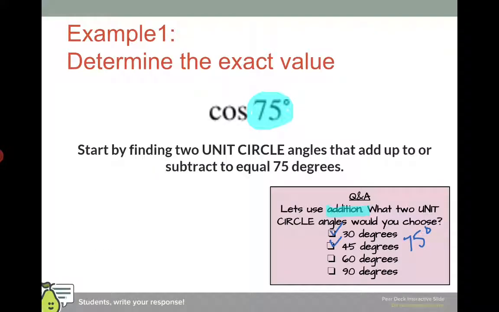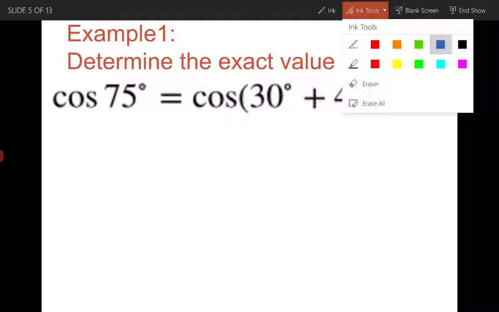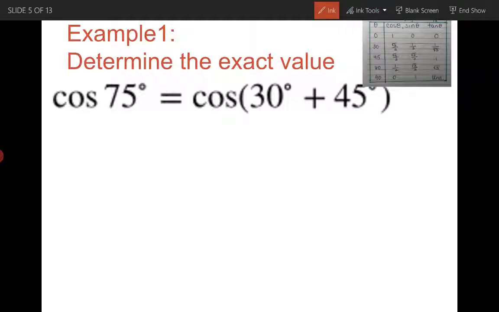So let's talk about the cosine of 75 degrees. We want to start by finding two unit circle angles that add up or subtract to equal 75 degrees. In this case, 30 plus 45 will give you 75 degrees. Once we find those angle measures, we rewrite our equation. Instead of the cosine of 75 degrees, we do the cosine of 30 plus 45. That way, we can use our cosine sum formula.